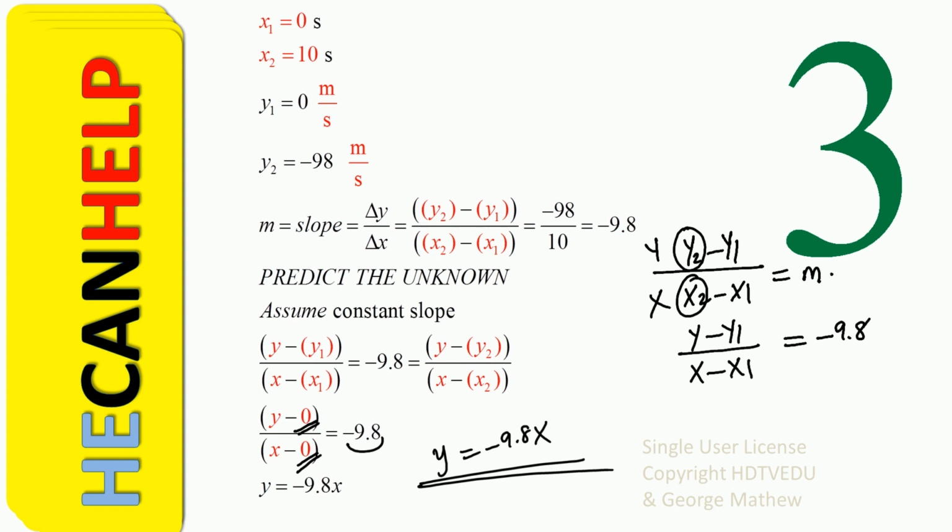And so on. So after 10 seconds, what is your velocity? Your velocity is going to be negative 9.8 times 10, and that is negative 98.